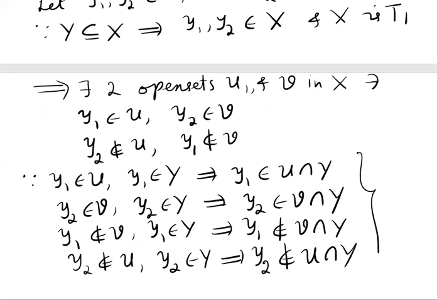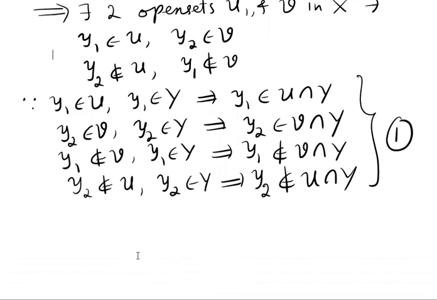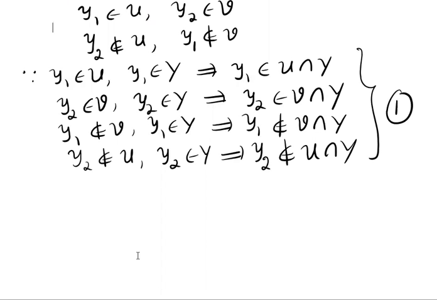Let us call all these things as 1. So we have got two sets, U intersection Y and V intersection Y. They contain y1 and y2 respectively; if one contains its element, it will not contain the other element. Now, what about the sets U intersection Y and V intersection Y? What are these? These are nothing but tau star elements.